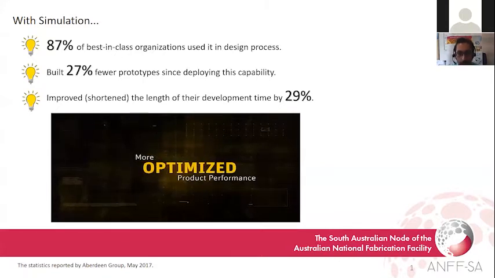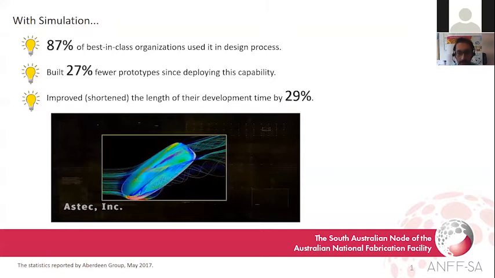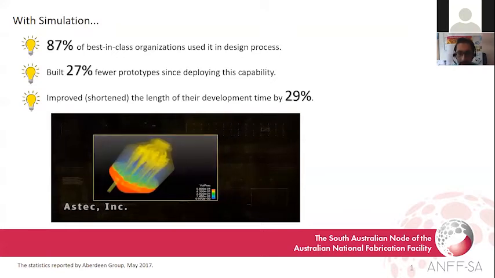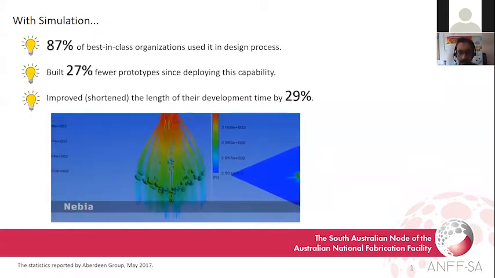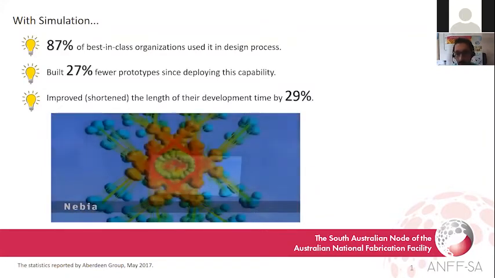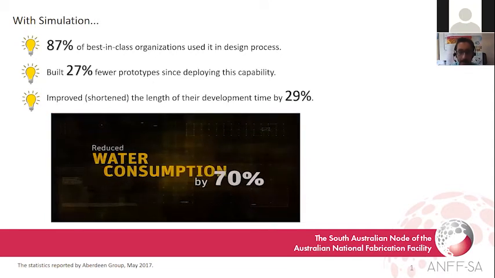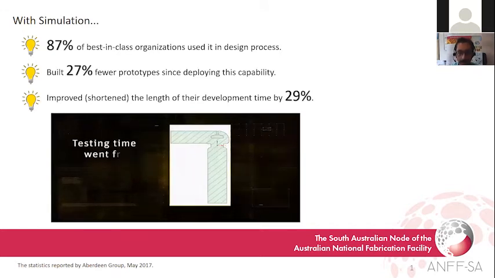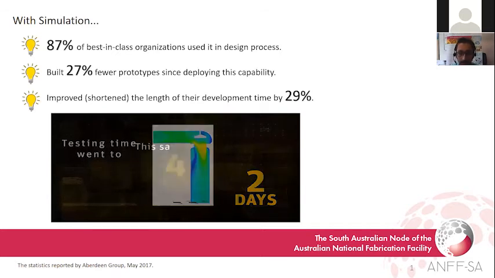industry, Airbus and Boeing in aerospace engineering, even General Electric, Philips, and Samsung in mechanical or industrial engineering, and even in petroleum, I mean giant companies like Shell and Total and Santos in Australia use it as a process of prediction and process development. They reported that they built 27% fewer prototypes by using simulation, and they shortened the length of development by 29%, which is a great number.